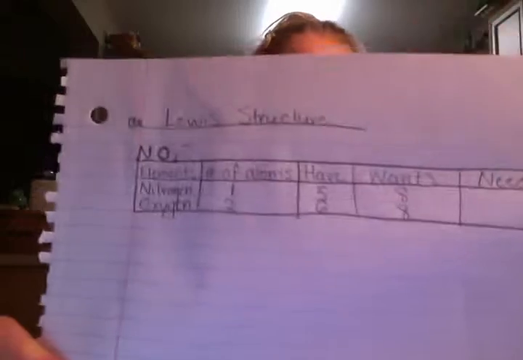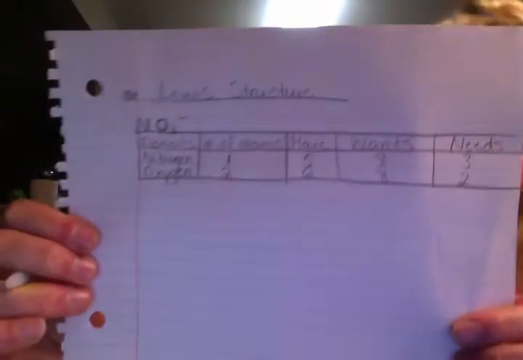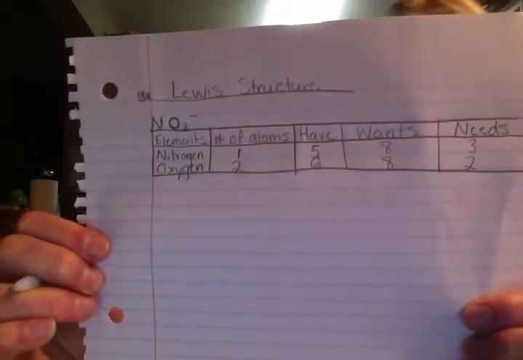And then it wants 8 because it wants to be full. They each want 8. Nitrogen wants 8 and oxygen wants 8. They want to be happy. Okay, and then so nitrogen needs 3 to get to 8, and oxygen needs 2 to get to 8. And your chart is complete.